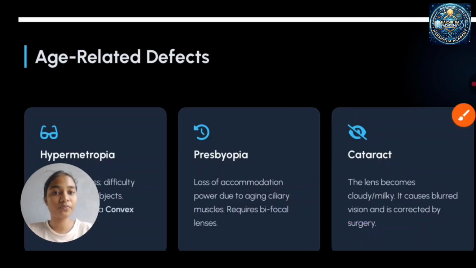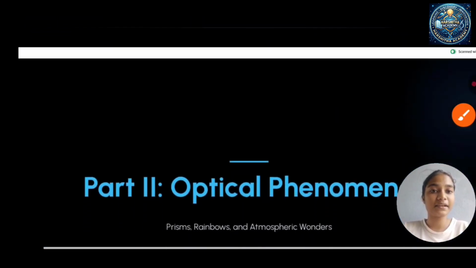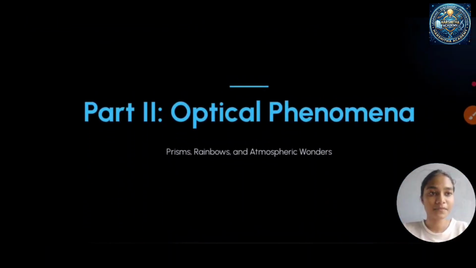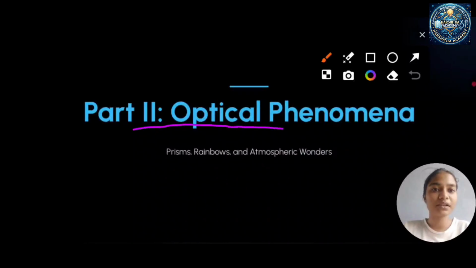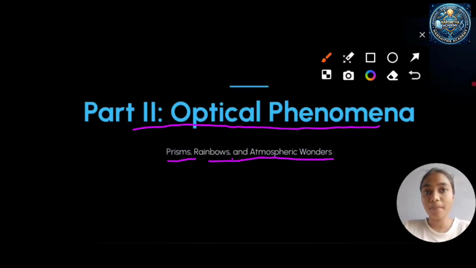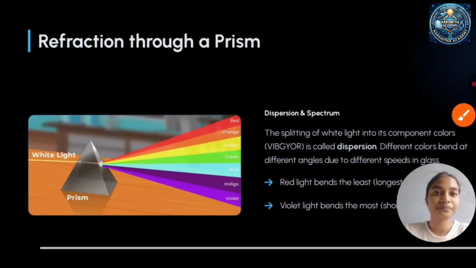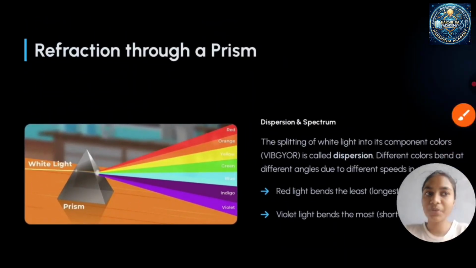And if we move to the next slide, you can observe, let's go for optical phenomena. There are many phenomena like prisms, rainbows, and atmospheric wonders. In such a way we see many wonders which are very interesting and very scientific. So let's see how the rainbow forms. Today in this video we can know how rainbows are formed. So now let's see the beautiful phenomena.